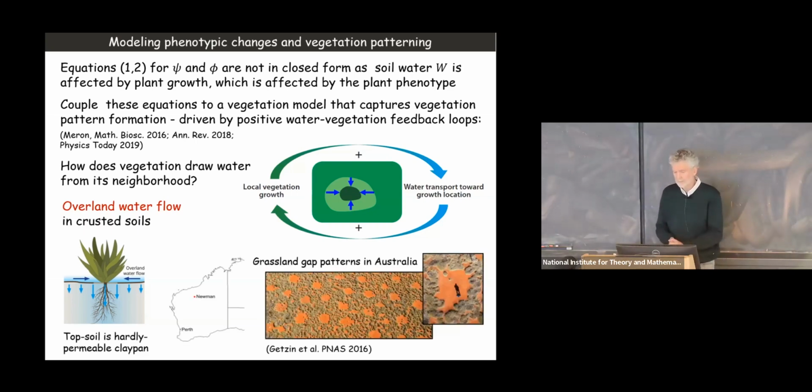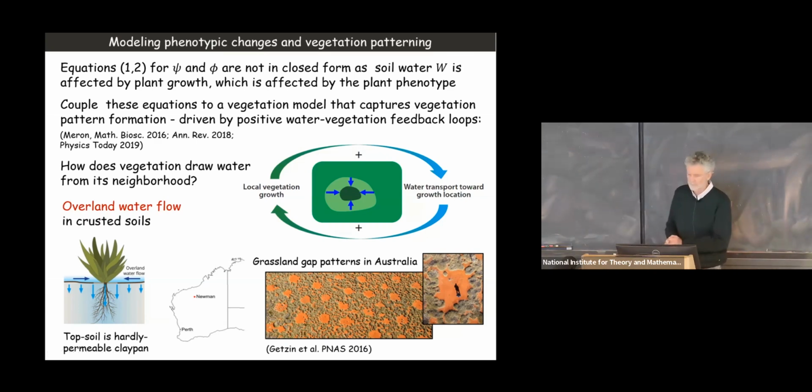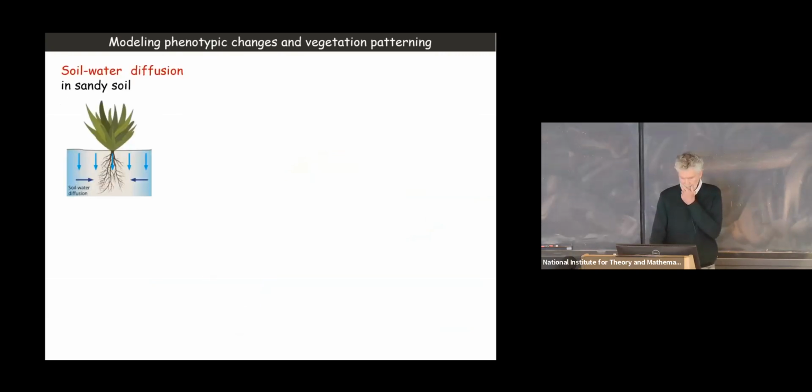And this mechanism, this is an example of a system in Australia, grassland gap patterns, nearly hexagonal. They are pretty big, as you can see here. In that case, 4 meters in diameter on average. Another mechanism is soil water diffusion.